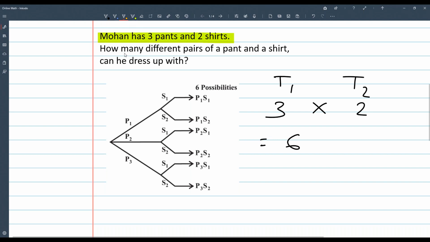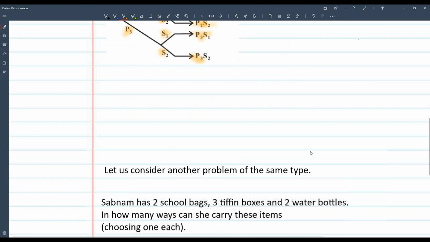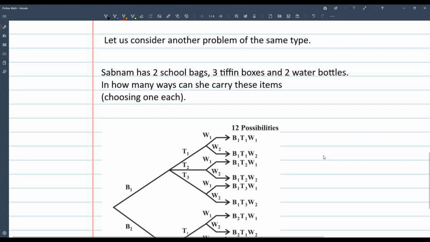Okay, we can see also the flow chart. Pant 1 has 2 choices, shirt 1 and shirt 2. So one combination is this, and this is another. And for pant 2, again he has 2 choices, P2 S1, P2 S2, and for pant 3 he has another 2 choices. So we can see from the flow chart there are 6 possibilities that he can dress up with. Okay, fine. Let us consider another problem of the same kind.